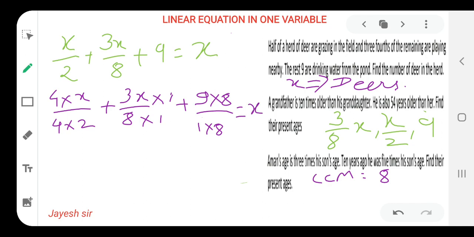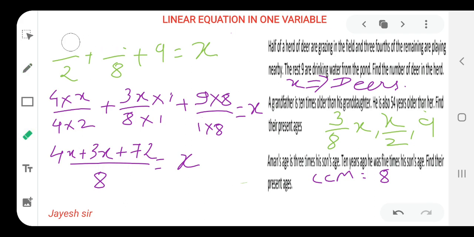Now what are we supposed to do? We'll take the numerator, as the denominator is common, that means all have the denominator 8, and the numerator will add up: 4x plus 3x plus 9 is 72. Yes friends, this is the equation we have now formed. Now we just solve the equation.